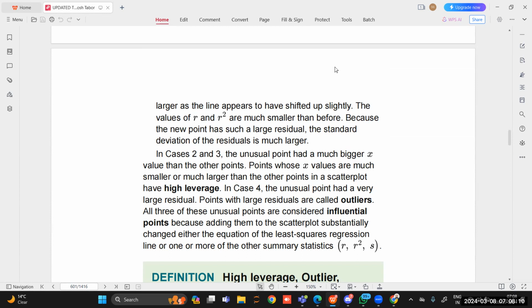In cases 2 and 3, the unusual points have a much bigger x value than the other points. Points whose x values are much smaller or much larger than the other points in the scatter plot have high leverage. Note this, okay? If x has a very high or much smaller value in a scatter plot, then it is called high leverage.